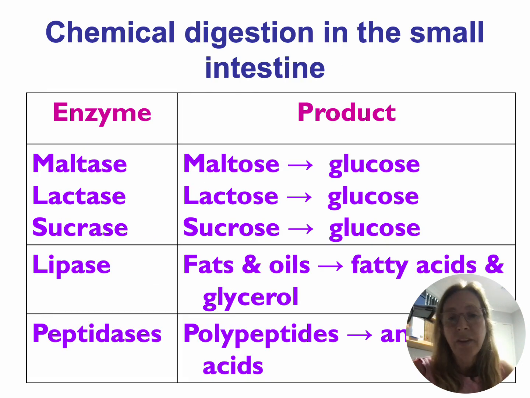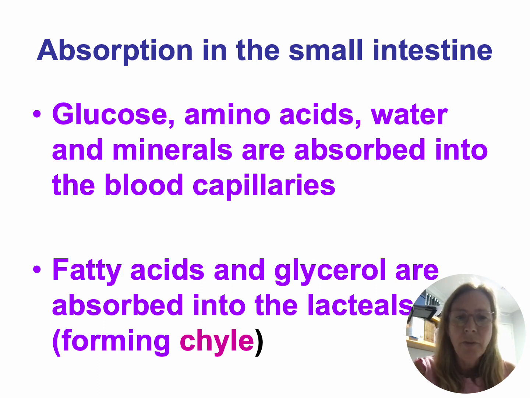And further chemical digestion in the small intestine. So maltose goes to glucose. Lactose goes to glucose. Sucrose goes to glucose. And again, lipase and peptidases for the lipids and proteins. So lots of absorption takes place in the small intestines of these simple sugars like glucose. The subunits of proteins, amino acids, water and minerals are absorbed into the blood capillaries. The fatty acids and glycerol are also absorbed into the lacteals, causing something called chyle. There's also in the stomach contents are called chyme.